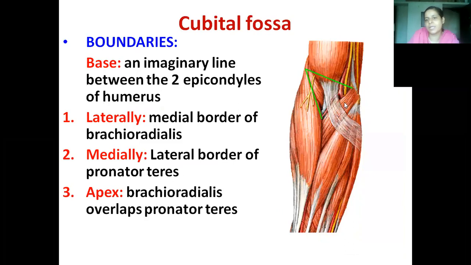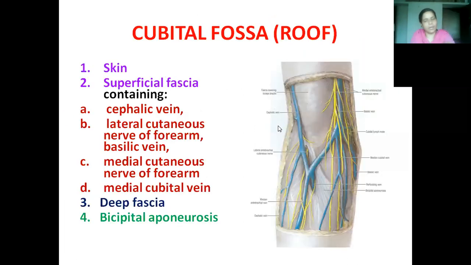This is the pronator teres muscle. This becomes the medial border, this becomes the lateral border. Hence the lateral border of pronator teres is the medial boundary of the cubital fossa. The apex is the meeting point of brachioradialis and pronator teres.